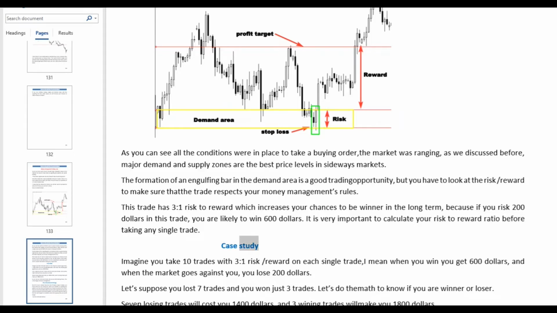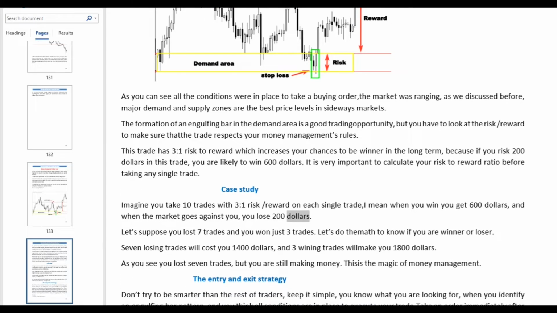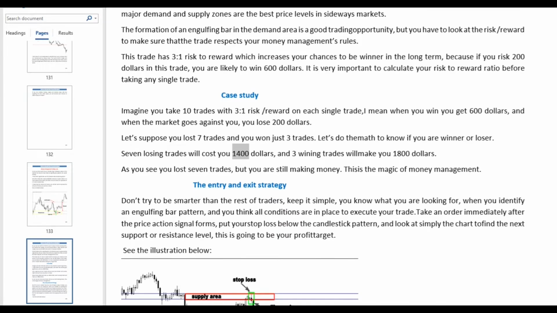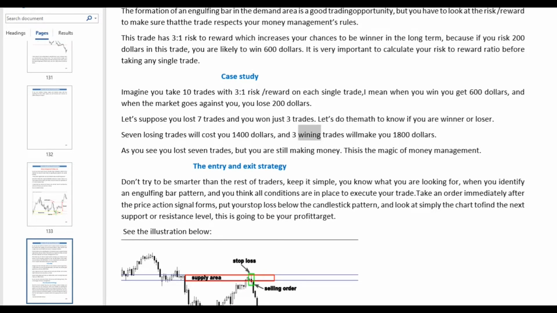Case study. Imagine you take 10 trades with 3:1 risk/reward on each single trade. I mean, when you win you get $600, and when the market goes against you, you lose $200. Let's suppose you lost 7 trades and you won just 3 trades. Let's do the math to know if you are a winner or loser. 7 losing trades will cost you $1,400, and 3 winning trades will make you $1,800. As you see, you lost 7 trades, but you are still making money. This is the magic of money management.